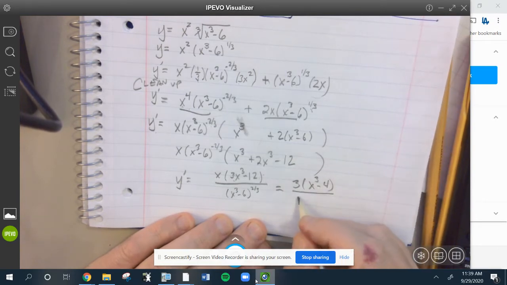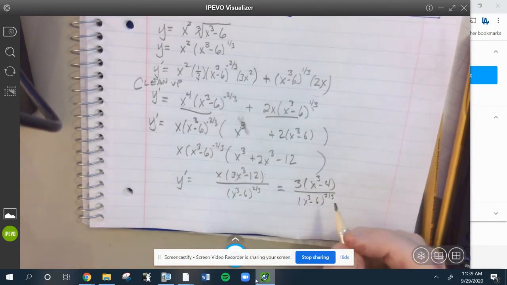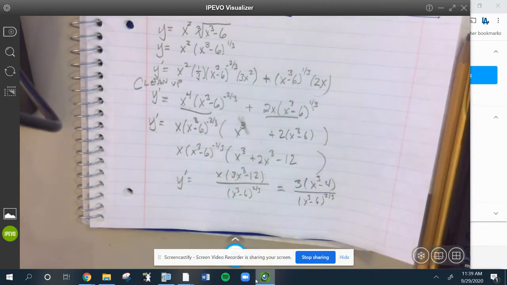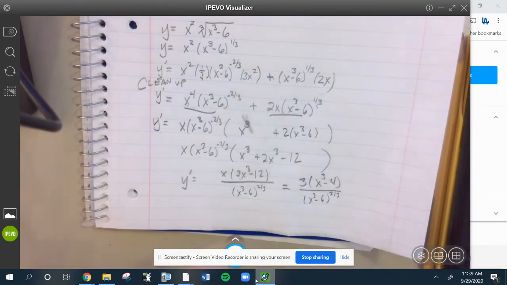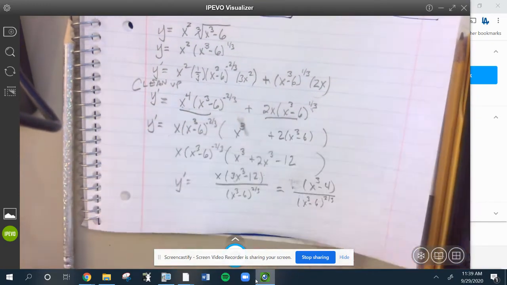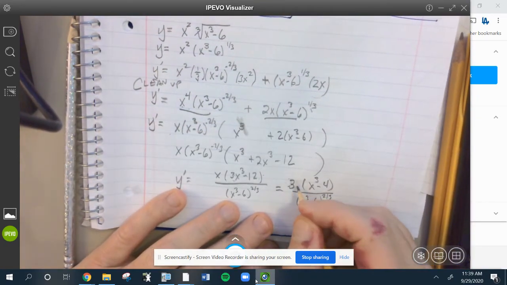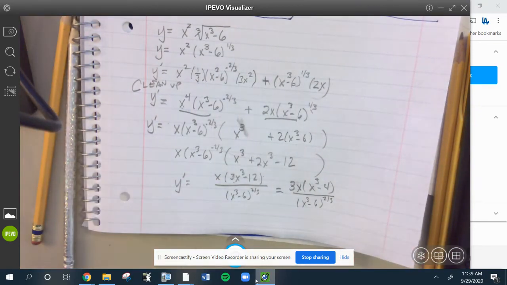And here is my final simplified answer. So, oops, I forgot that x. That could have been deadly. Stay tuned here, because I'm going to show you a check on the calculator, and it's going to be slightly different. You may want to use it.